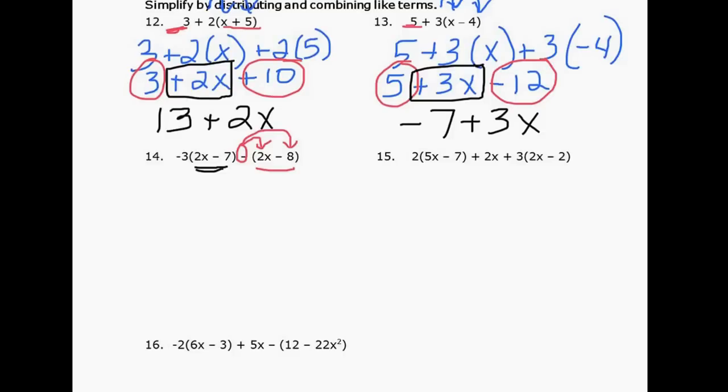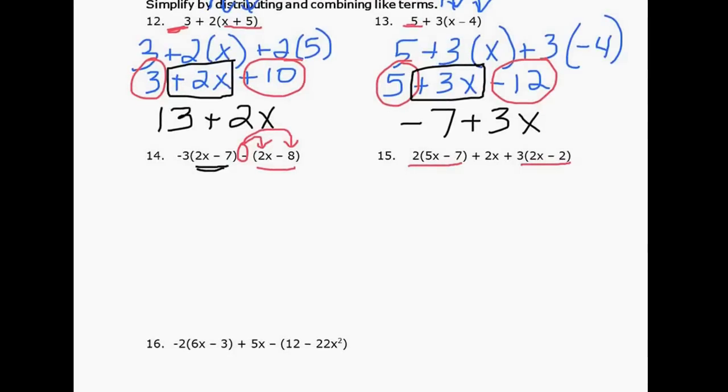And then when you're working on 15, again, just think of your porches. You got this porch that was being dealt with, you got this porch that's being dealt with, and this neighbor must have had their light off because nobody's come to their house. So do your distributions. It'll be kind of big. And then combine your like terms. Just take it one step at a time and you'll be fine. Pause the video, go ahead and do this work, and then turn it back on to check your answers.